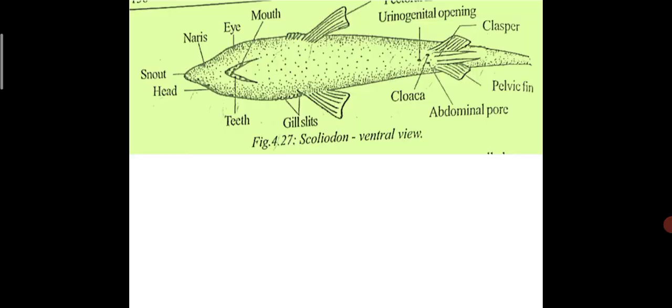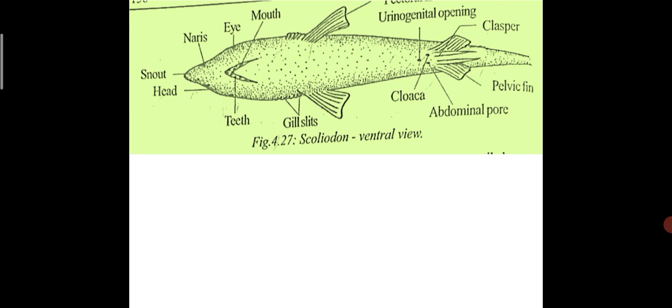So of course this is the Scoliodon ventral view, the backside view. The dorsal view we have seen; in the ventral view you can see the mouth, teeth, as well as the cloaca and gill slits. Abdominal pores are there, and the pelvic fin and claspers are there. Gill slits are an important feature which is not seen in the dorsal view.